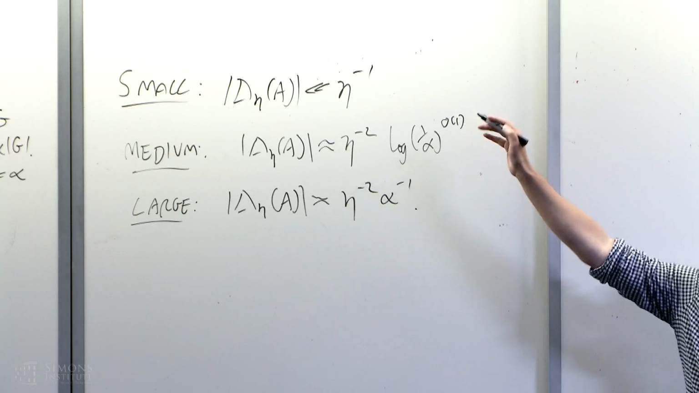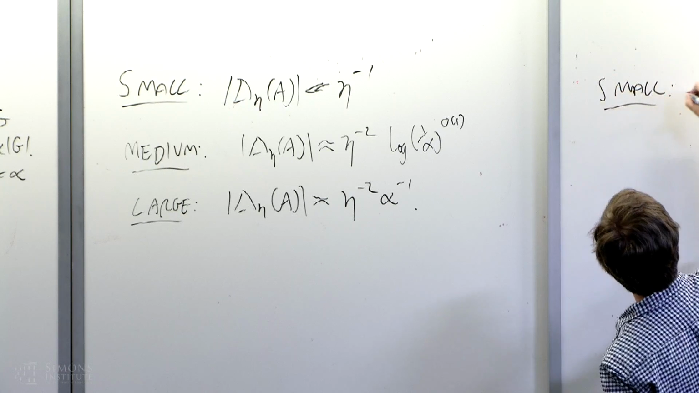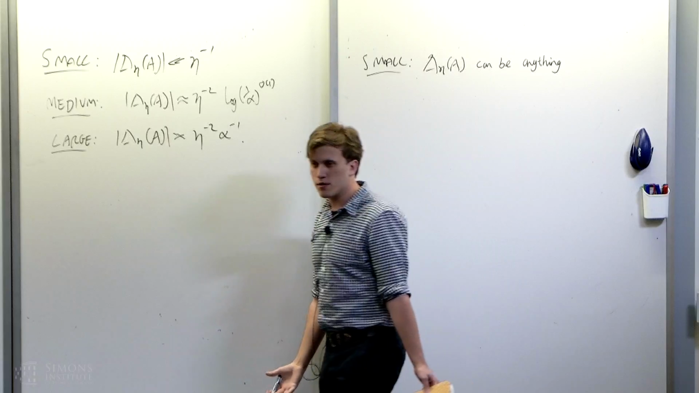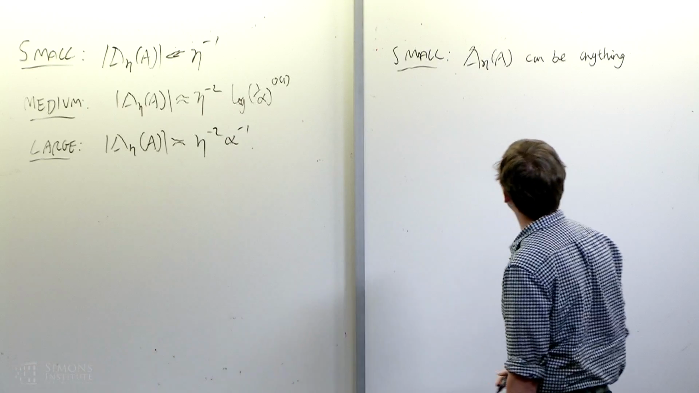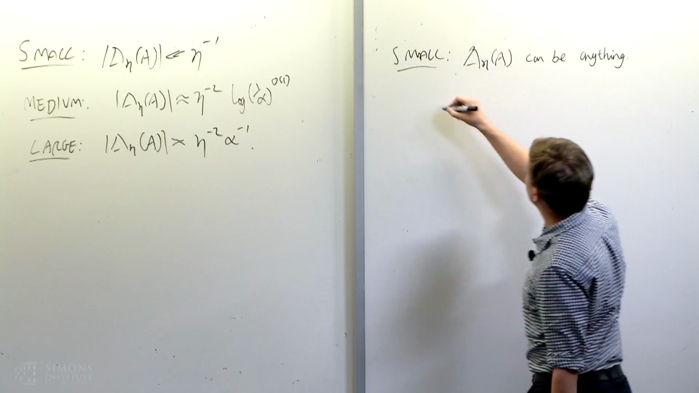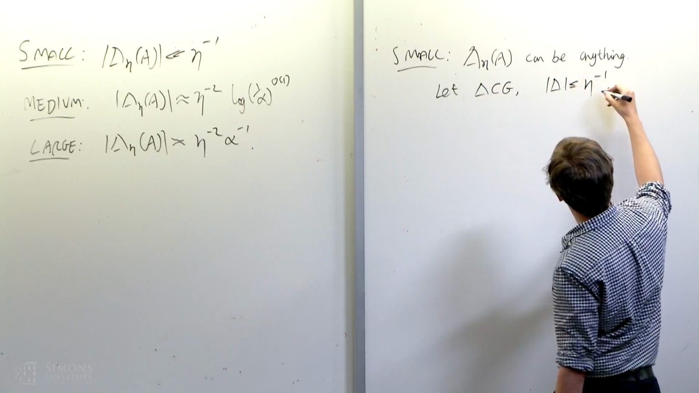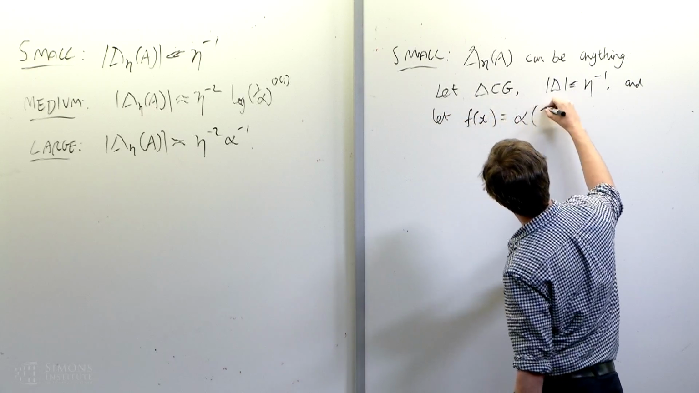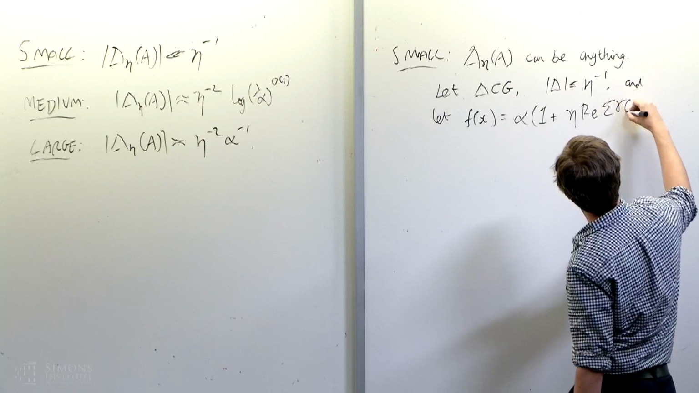And the first is the small regime, which is the most trivial regime. So let's first look at what happens here. In the small regime, it turns out essentially this can be anything. So we really can't hope to say anything at all about spectra which are really, really small as sets, because they could be literally any subset of our group. So for example, here's a proof. Let Delta be a subset of G, of size at most eta to the minus 1, and let f of x be equal to alpha times 1 plus eta, the real part of the sum of gamma of x.